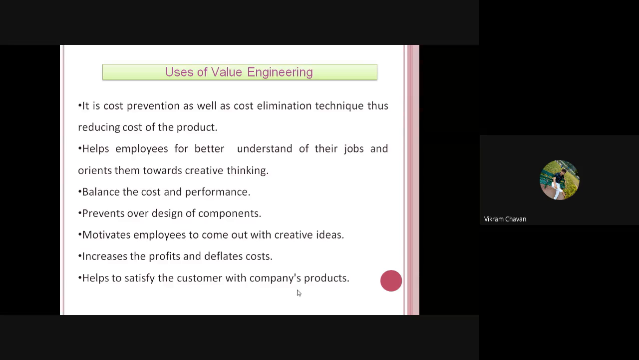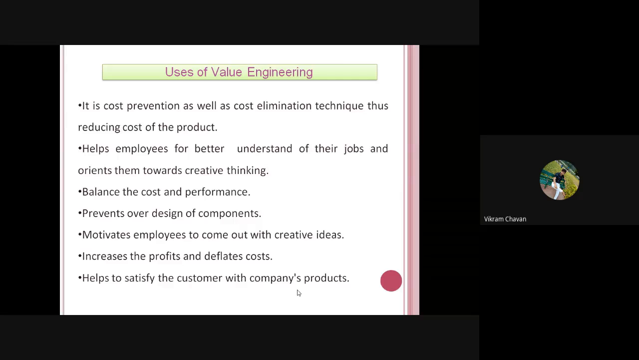And this value engineering concept also creates awareness in the industries regarding reduction of cost while performing the task, and that will come out with creative ideas, and it will motivate the employees also.